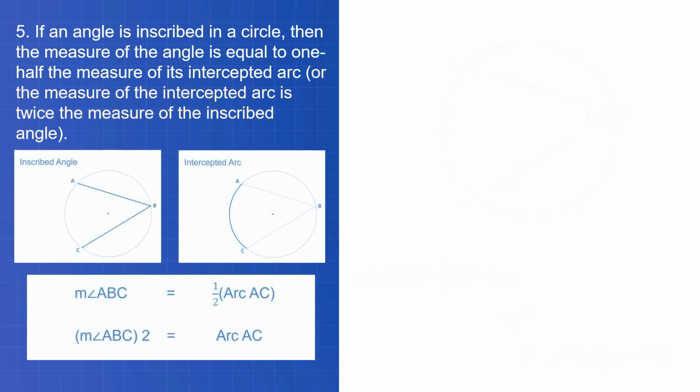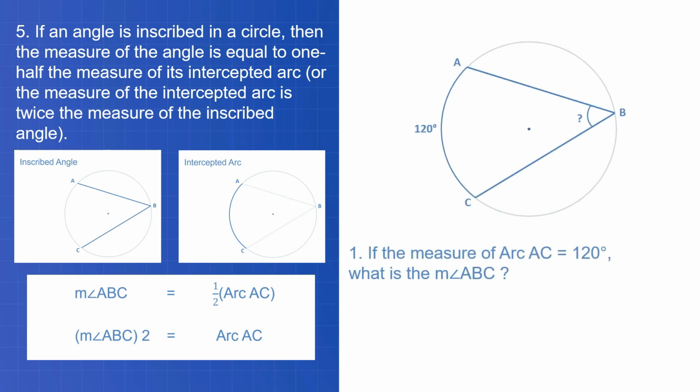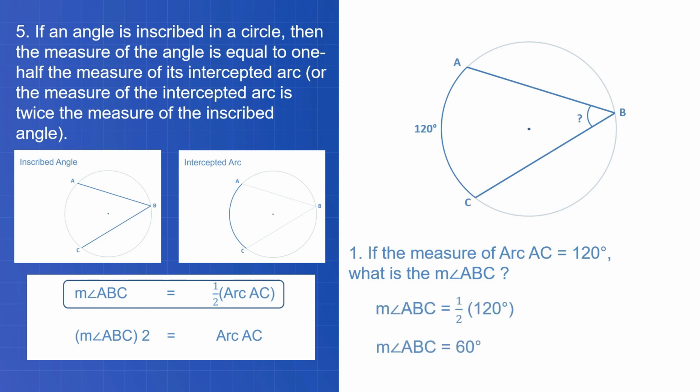Now let's try it with this example. If the measure of arc AC is equal to 120 degrees, what is the measure of angle ABC? To find the measure of angle ABC, we are going to use this formula and substitute the value of the intercepted arc. By simplifying, we will get 60 degrees.